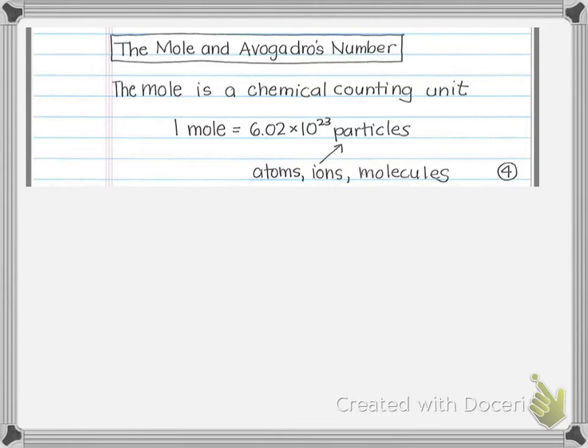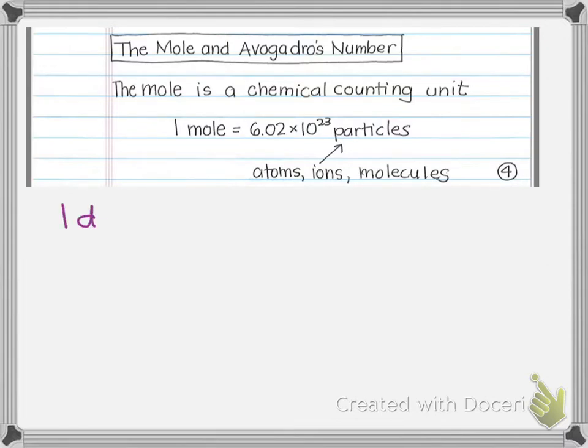Atoms are very, very small. So instead of talking about singular atoms, we talk about these in larger quantities. And for the chemist, the mole is a chemical counting unit that we use when we're talking about really small things like atoms. First of all, we might think, though, what is a counting unit, and something that you're familiar with?